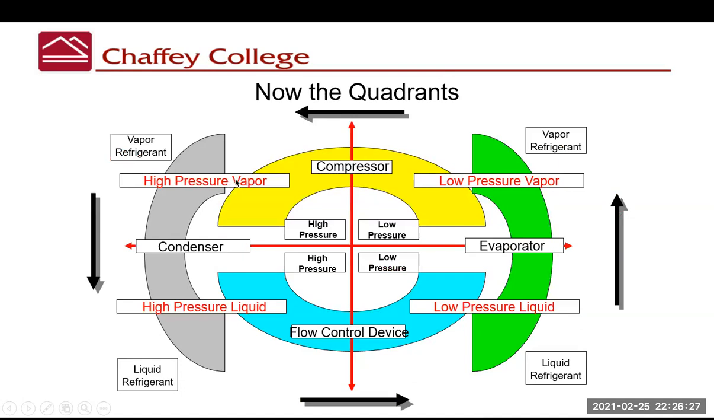Our high pressure vapor is after the compressor. High pressure liquid is after the condenser, ahead of the flow control device. Low pressure liquid after the flow control device, ahead of the evaporator. Low pressure vapor after the evaporator. Now let's discuss a few points. One is the compressor can only deal with vapor.